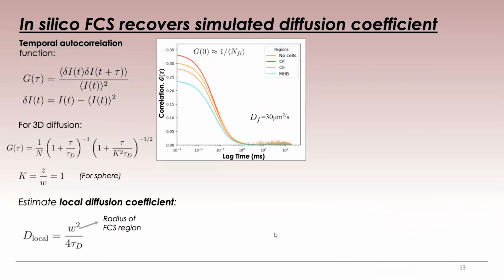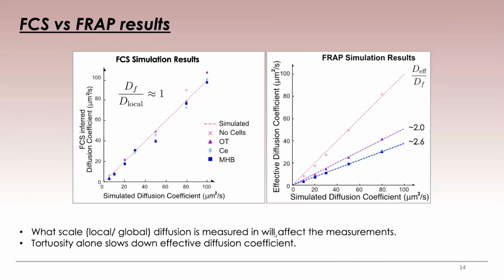So this shows that at what scale you measure diffusion in matters, and the surrounding tortuosity will also affect the diffusion coefficient measurements.